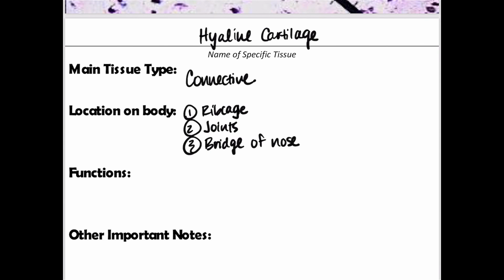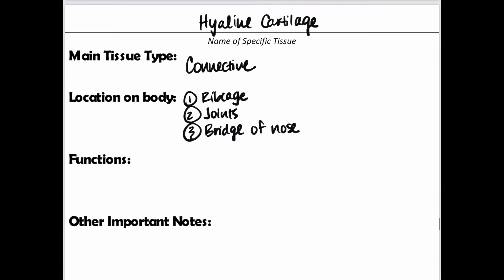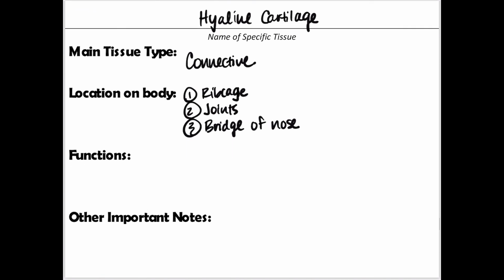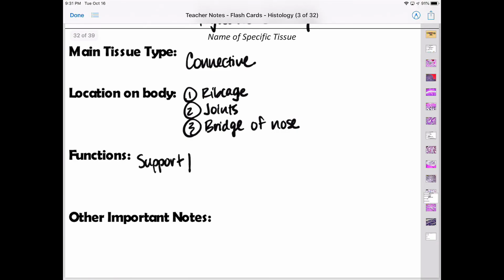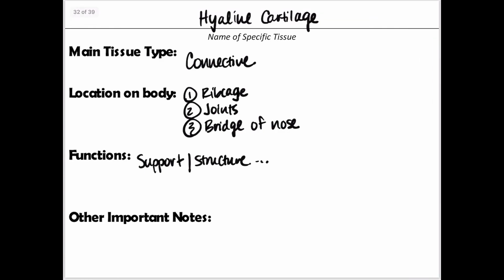The flexible part, that's obviously elastic cartilage. But right where your nose meets between your eyes, so you can feel it's really hardened up there, that's hyaline cartilage. And hyaline cartilage is also there for support and structure, just like bone was. But it has flexibility.